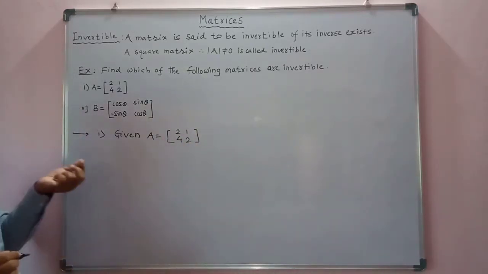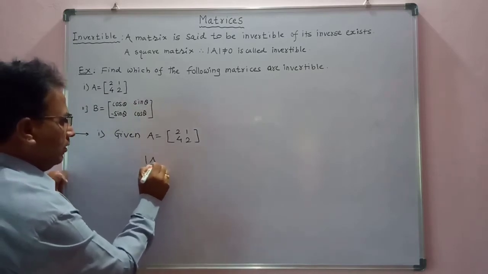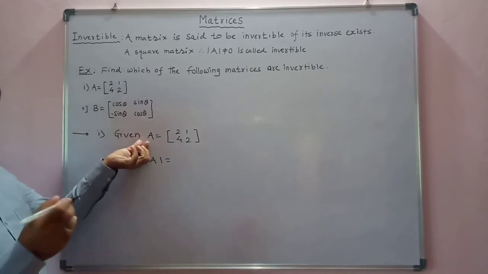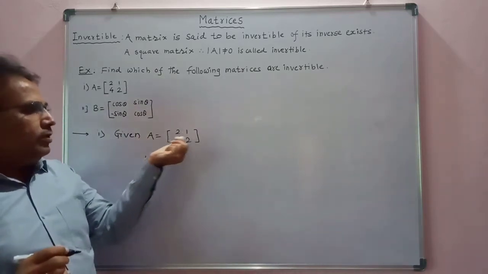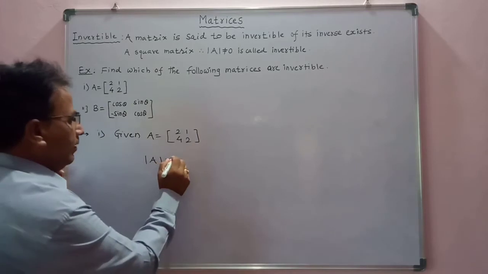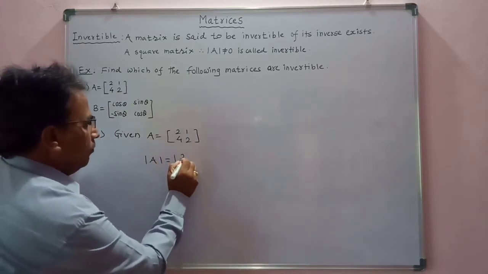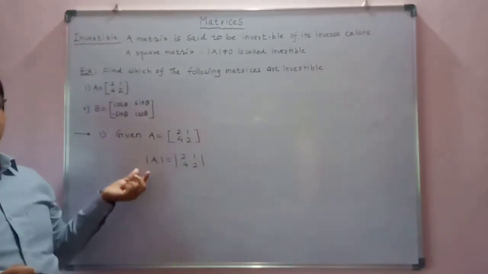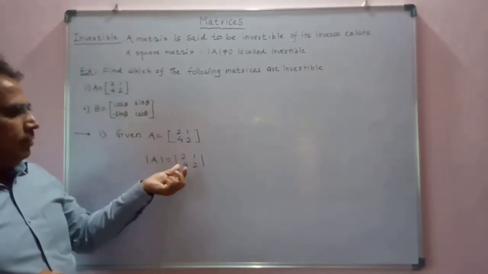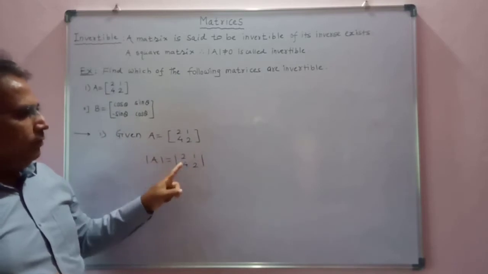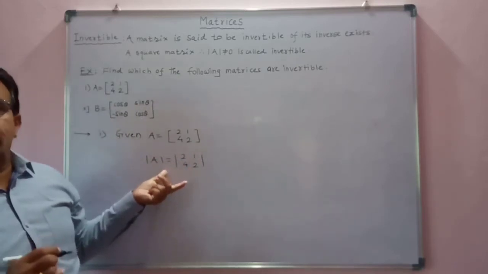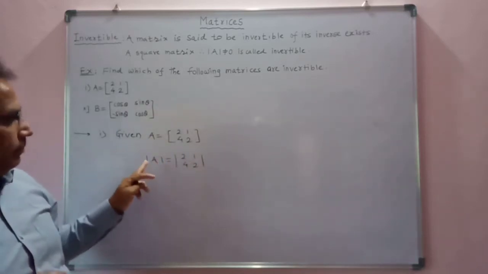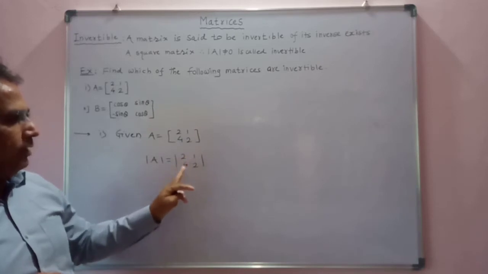Therefore, we take the determinant. Matrix A is 2 1 4 2. Determinant A equals the determinant of 2 1 4 2. What is a determinant? The arrangement of two vertical arrays is called a determinant.